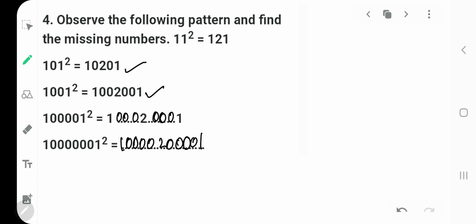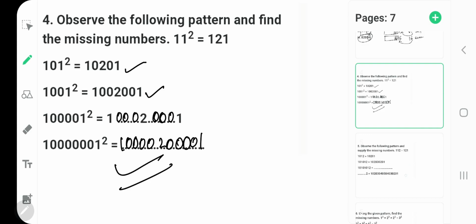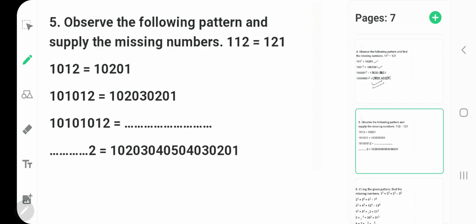So I have just observed the pattern and I have done this. And you can find it out on your calculator whether you are getting a perfect square like this or not. We have done it just by looking at the pattern.